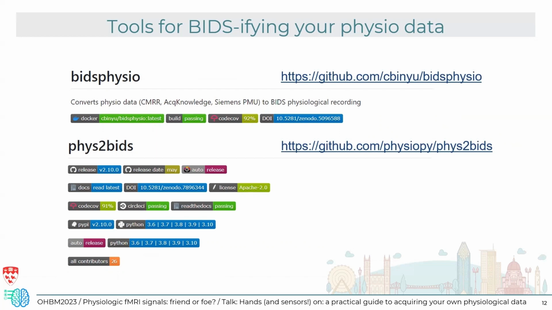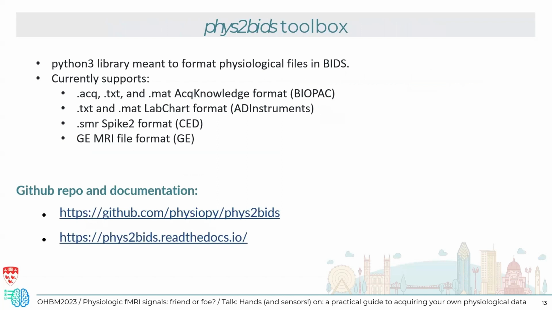It's really actively under development in that there are well-supported versions and a lot of documentation out there, but if it's not doing something that you'd like it to do, there's a lot of potential to either ask for that to be developed or to get involved in development yourself. So if you're interested, I encourage you to reach out to us. We currently support a number of different file formats, including AcqKnowledge files, LabChart, SPIKE2 formats, and GE scanner built-ins. You can check out our GitHub repo and documentation for more information.